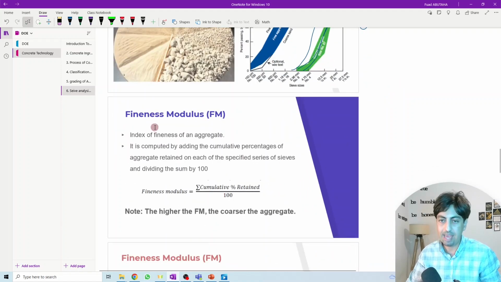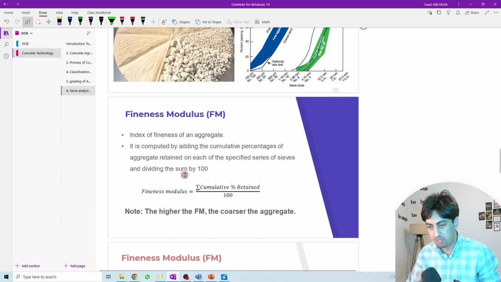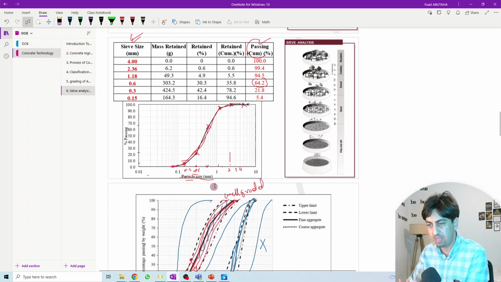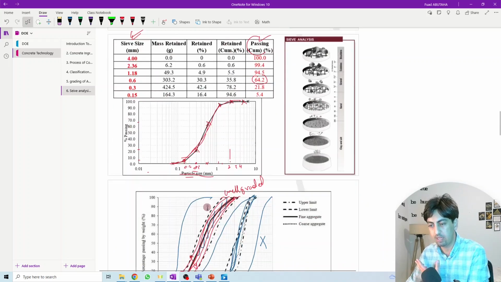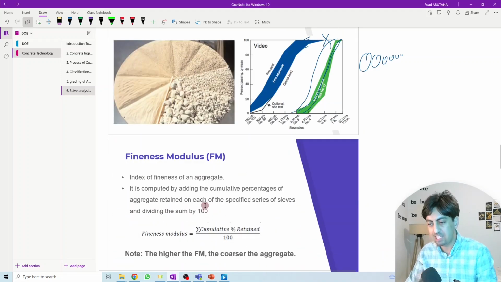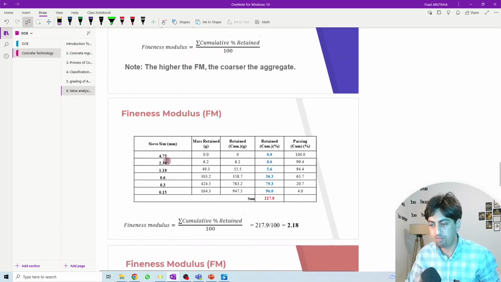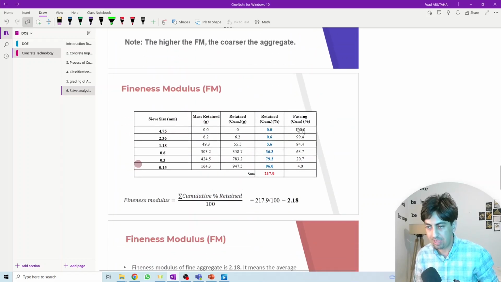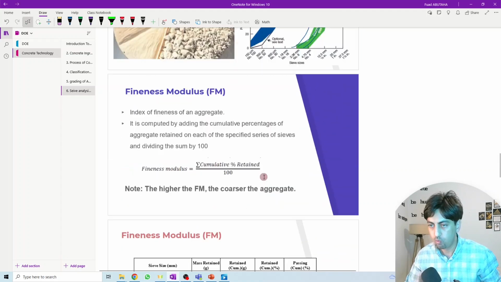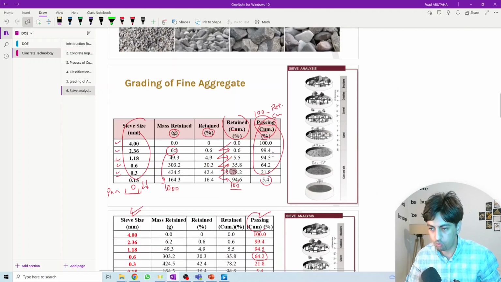Another thing for the fine aggregate that can help us in the sieve analysis test is the fineness modulus. The fineness modulus is another property of the sand that can be calculated through the same process and the same table here. It gives us an indication of how coarse or how fine the sand is. How do we calculate it? We simply use the same table that we used.